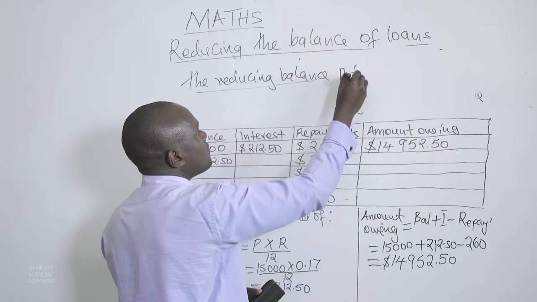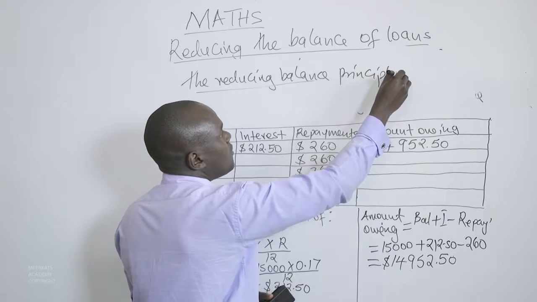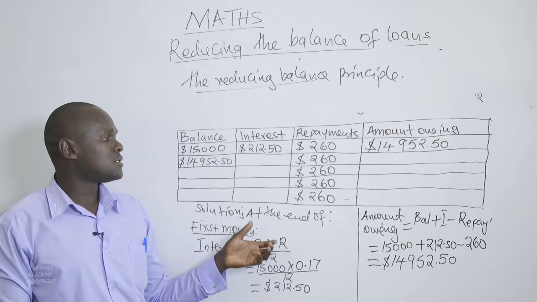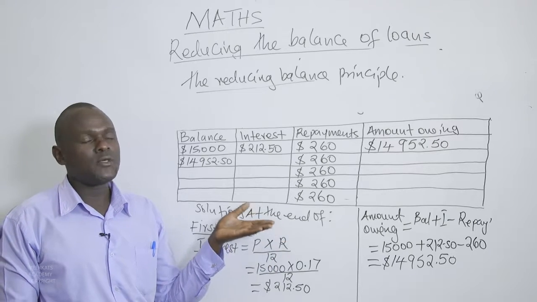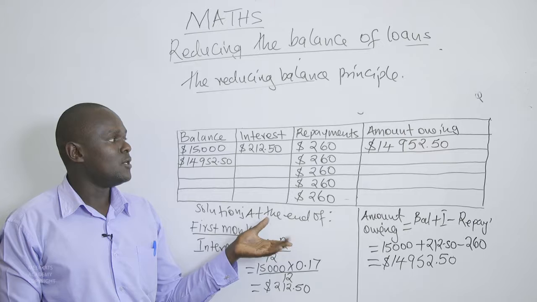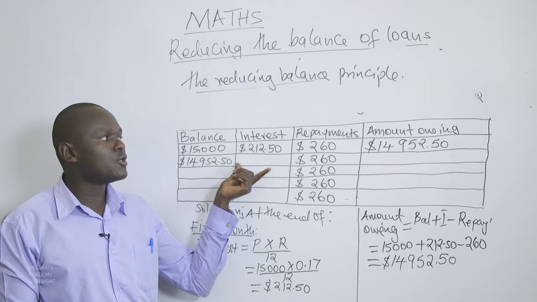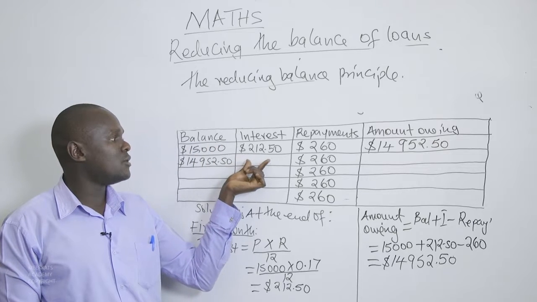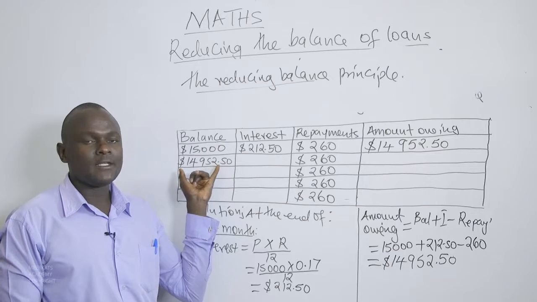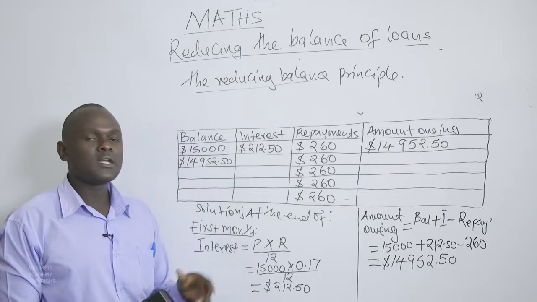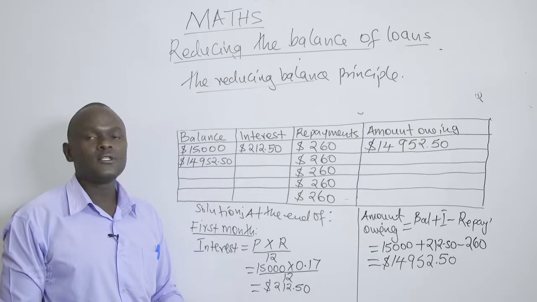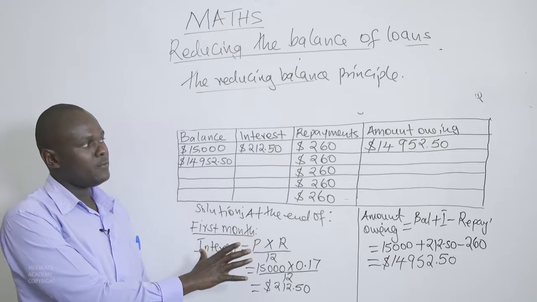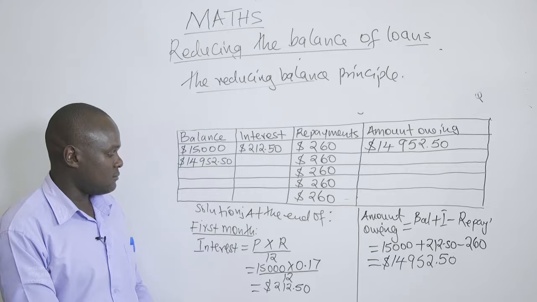Principle. The reducing balance principle basically talks about interest being calculated based on the balance that is remaining. So during the second year, we are not going to calculate the interest based on the previous balance, but we are going to calculate based on this current balance that we have, which is $14,952.50. So we are through with the first month. We move on to the second month.